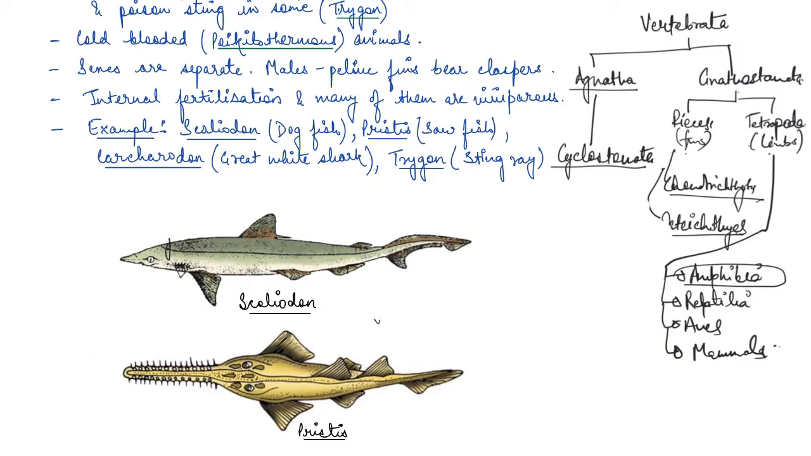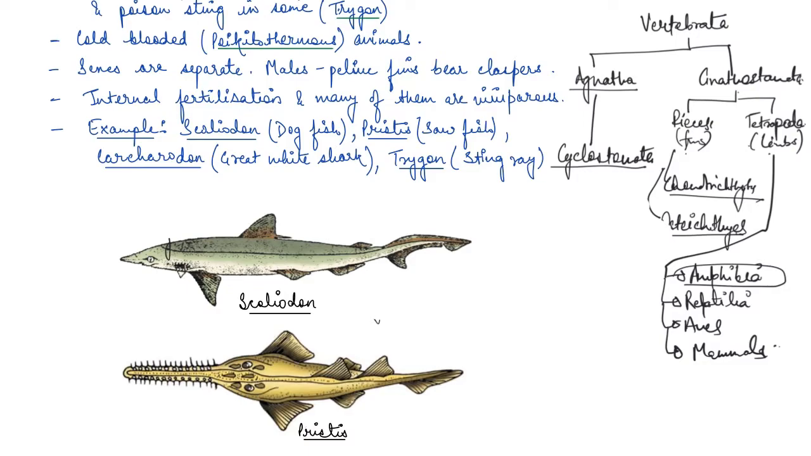What we studied is that they have electric organs as well in some cases. In some cases, they have a poison sting as well. Okay, and they are cold-blooded. Always remember they are cold-blooded. So basically, they lack the capacity to regulate their body temperature. And sexes are separate, so male and female will always be two different individuals. So with this, we finish the second class Chondrichthyes as well.